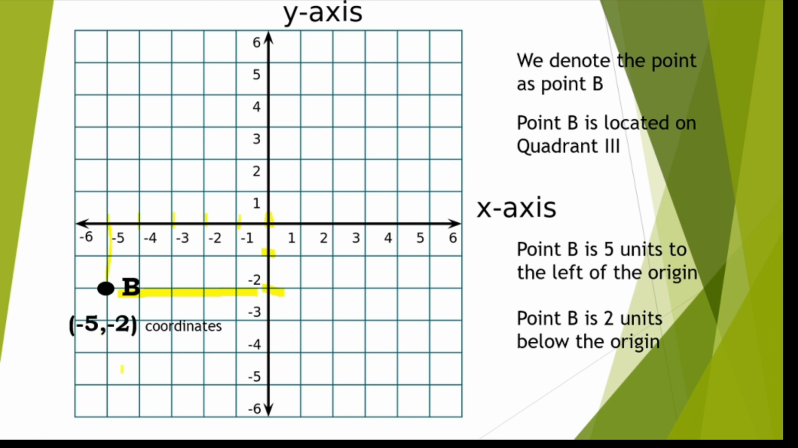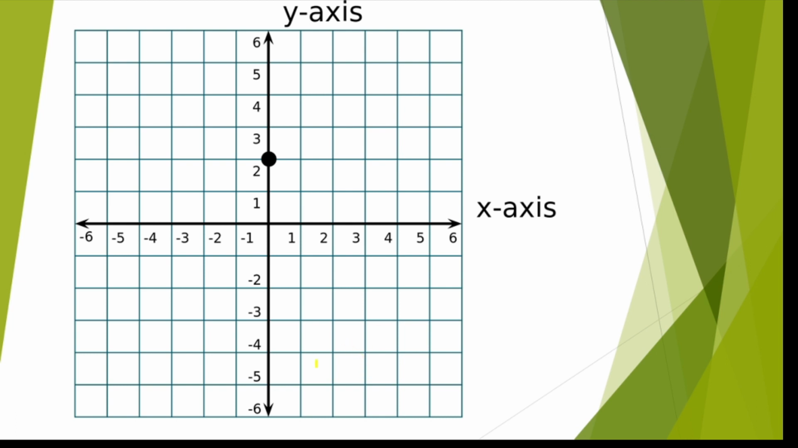Now, what is the value of the abscissa? Correct. The abscissa is negative 5. How about the ordinate? Correct. The ordinate is negative 2. So that is point B.